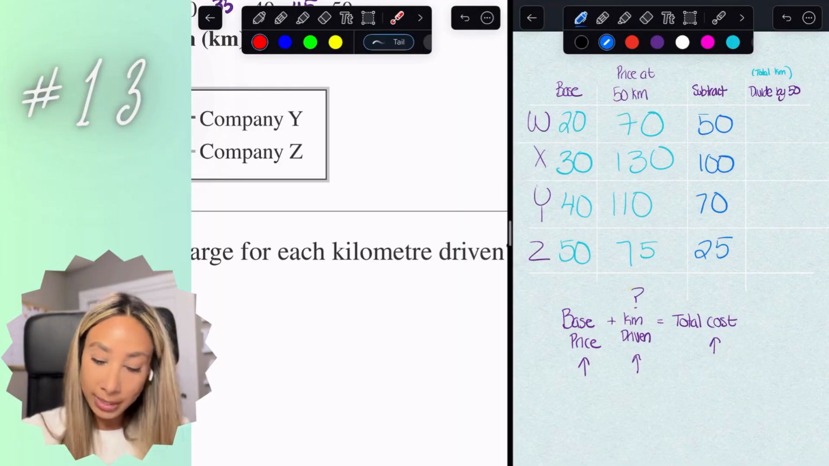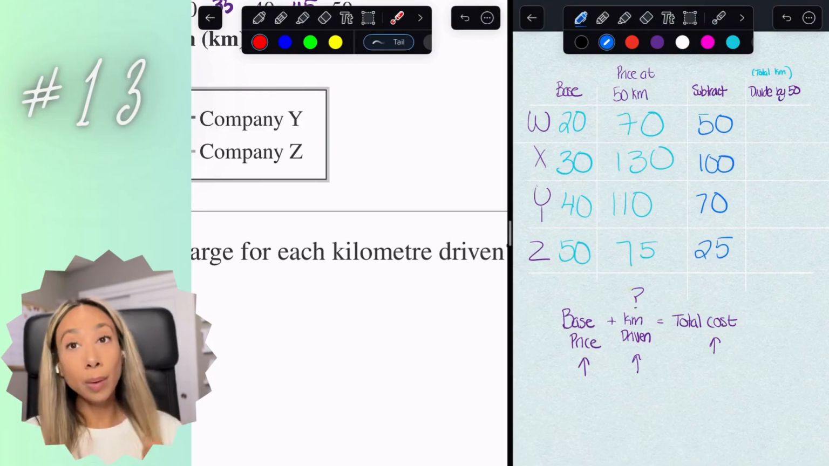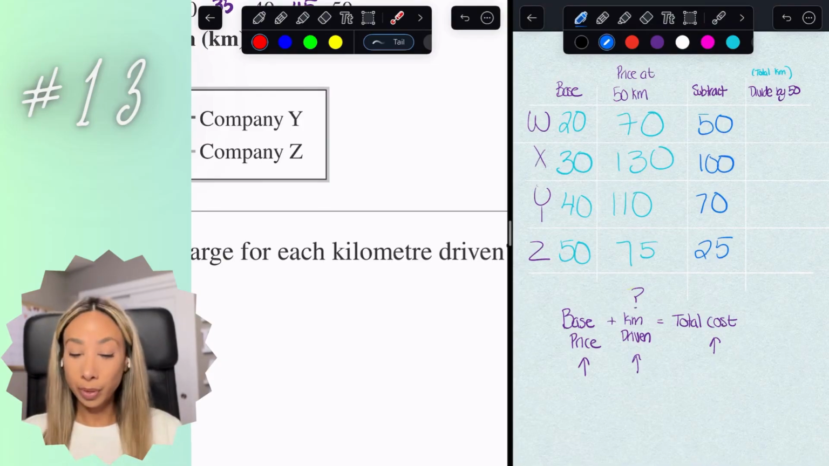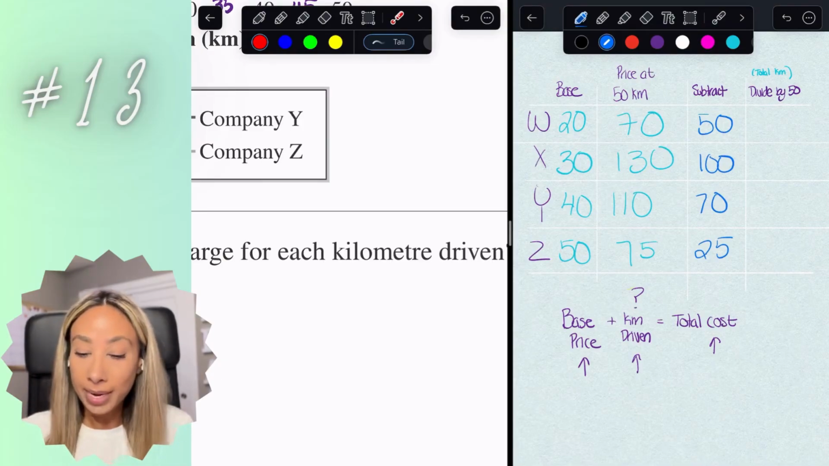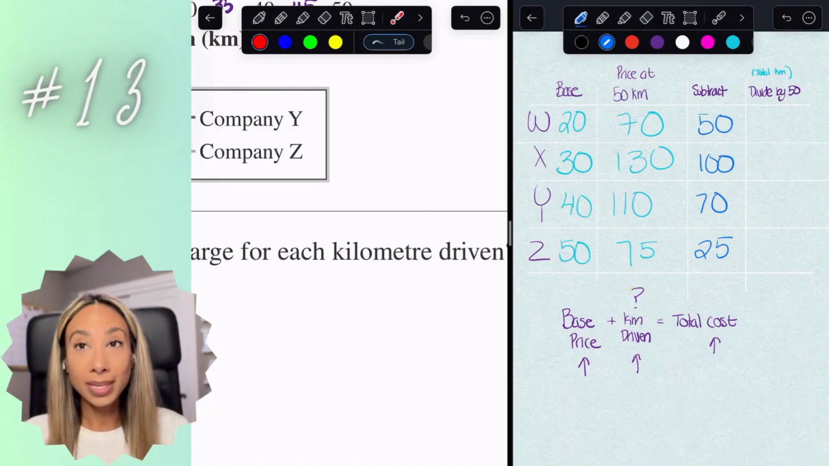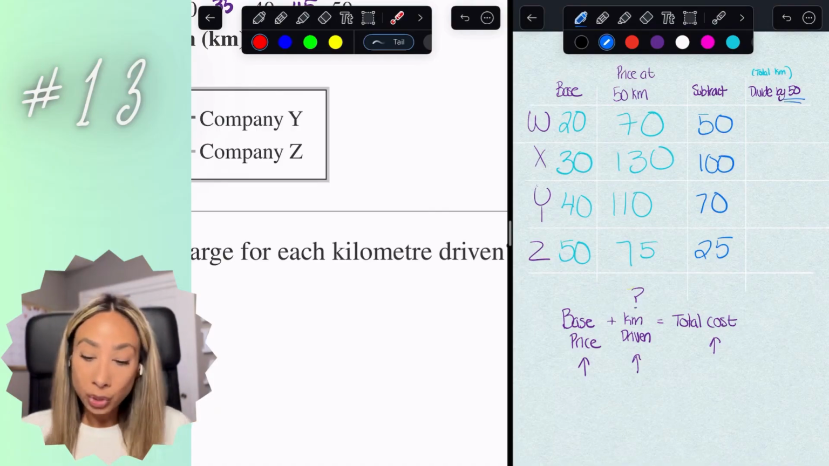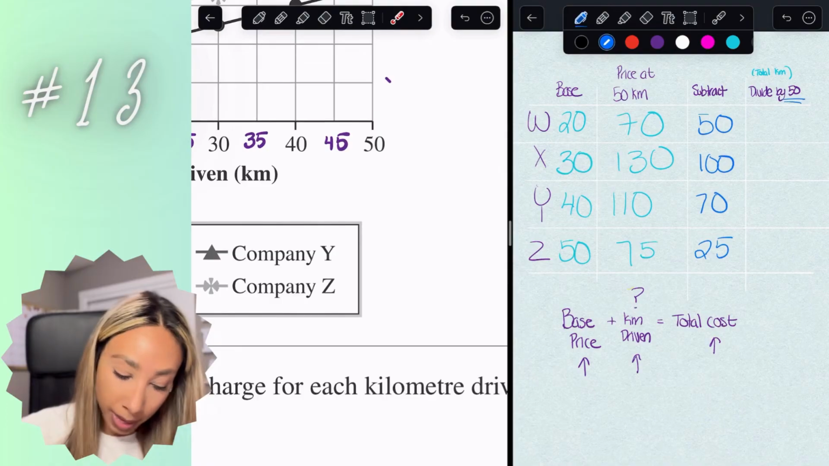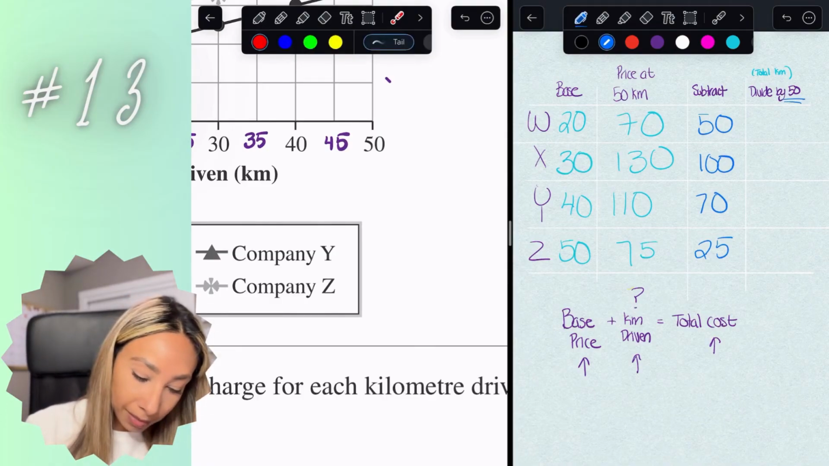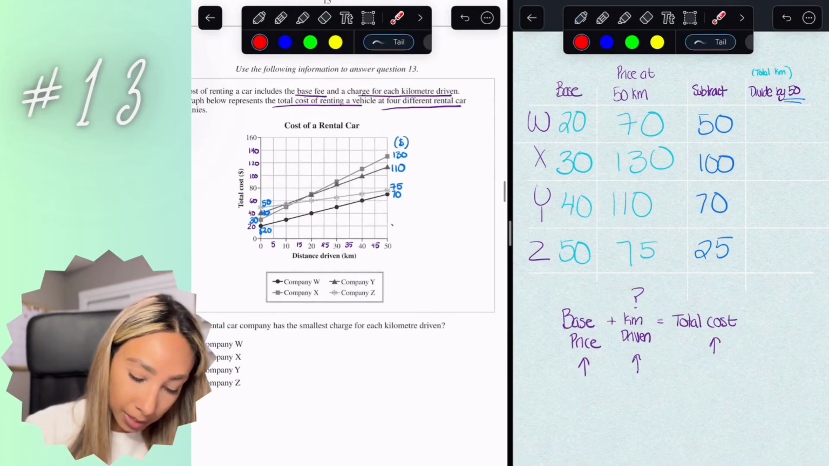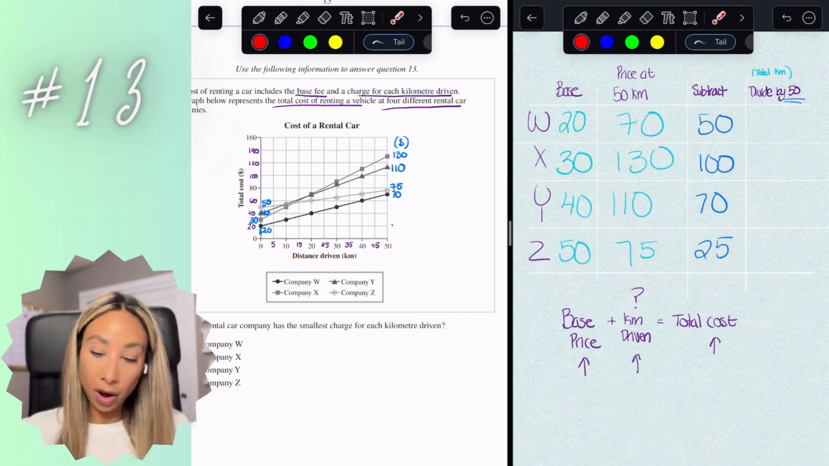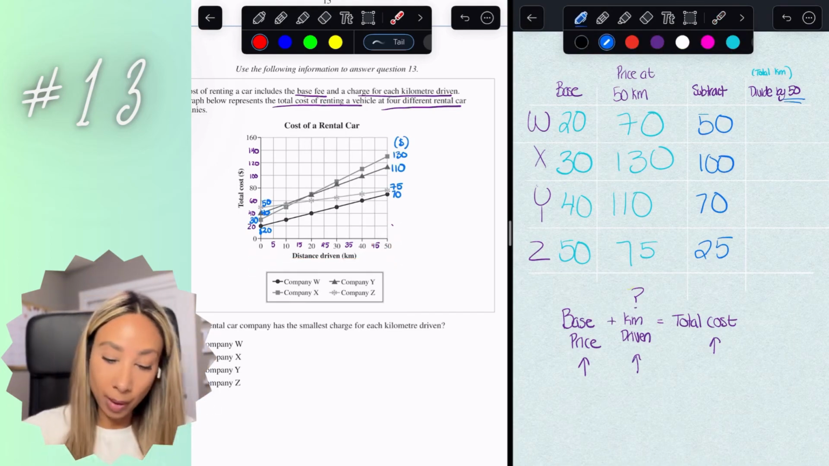So what this means is once we remove the base price, we know how much they were charging roughly each kilometer. Now what we need to do is figure out what that's going to be for kilometers driven. So to do that, we're going to divide it by the total number of the 50 kilometers here that they gave us in the graph. So that's our total. We've got our price. Now let's figure out what it is for our 50.